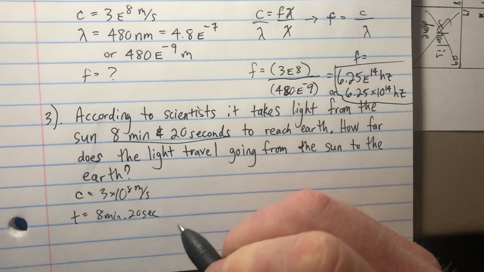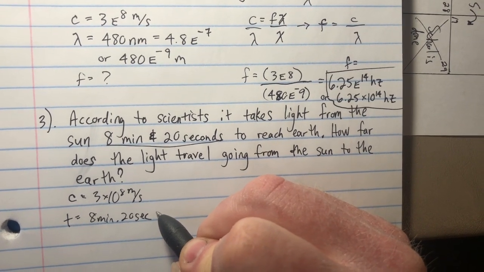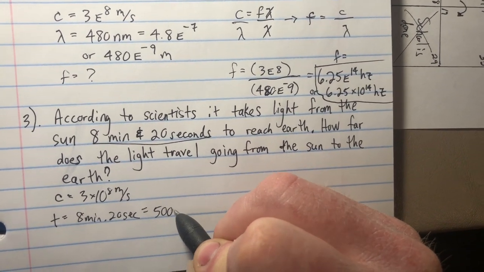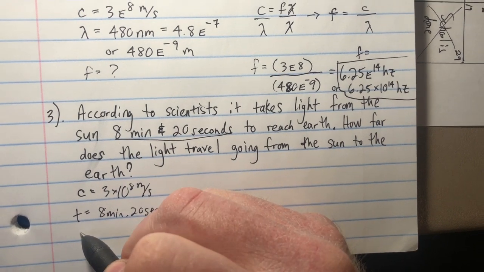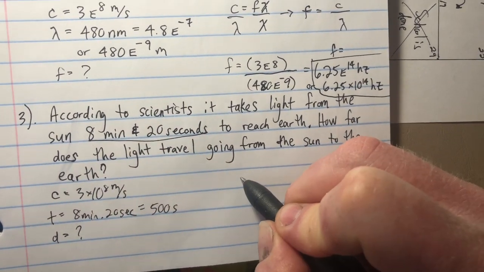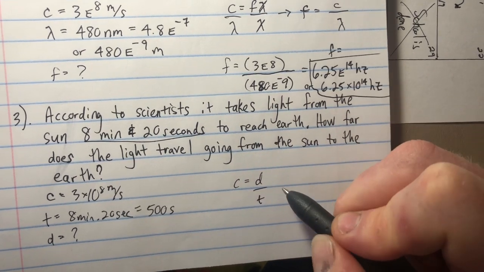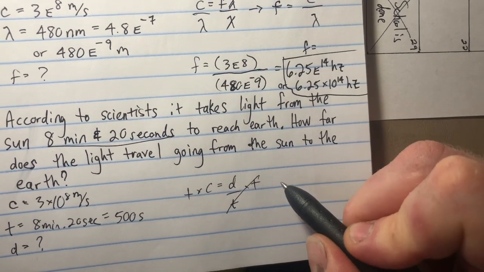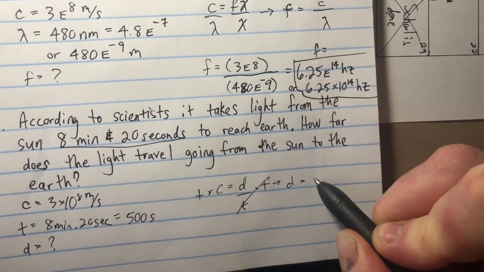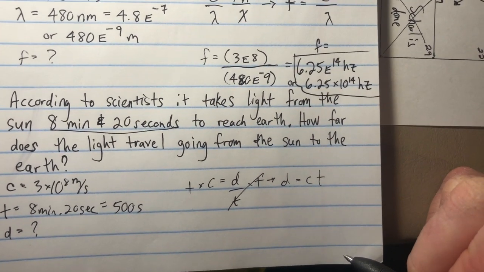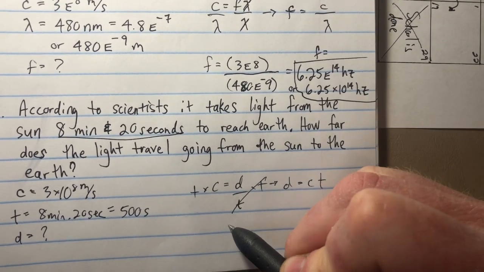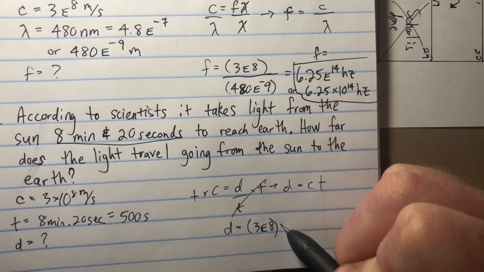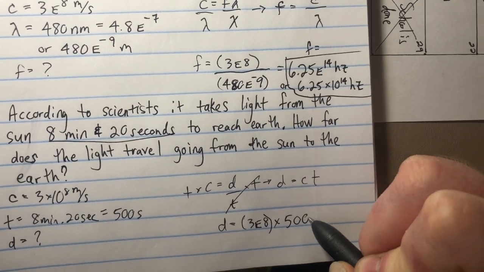Now, 8 minutes times 60, because there's 60 seconds in a minute, gives you 480 seconds, plus that extra 20, and you get 500 seconds, okay? And you don't know the distance. So if speed equals distance divided by time, you just got to multiply both sides of the equation by t. That cancels out. So distance equals the speed of light times the time it takes to travel. So in this case, here's how you would type it in. 3e to the 8th times 500 seconds. We're going to see what we get.